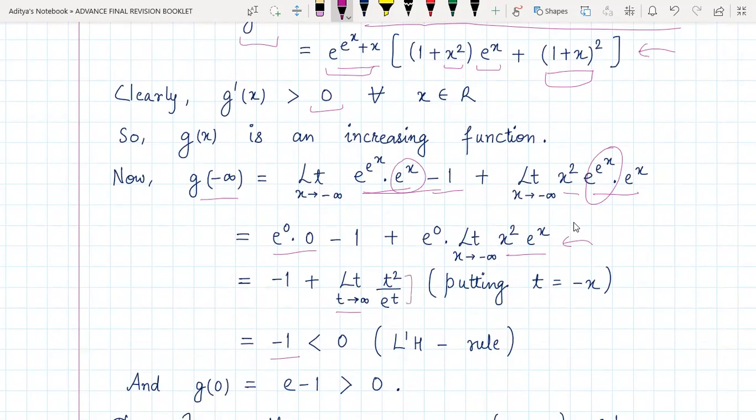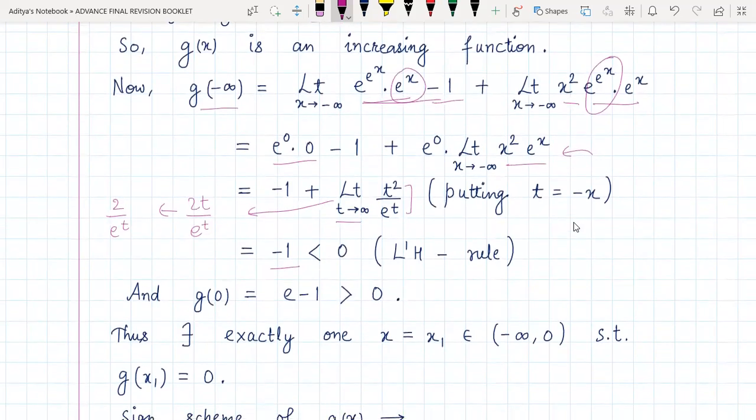Of course, if you now use L'Hospital rule twice because it is infinite by infinite form, first you get 2t upon e power t, which is again infinite by infinite form. Again, if we use it, then we get 2 upon e power t, and 2 upon infinity is certainly 0. So minus 1 plus 0 is minus 1, which is a negative quantity. So at minus infinity, this is the value of g.